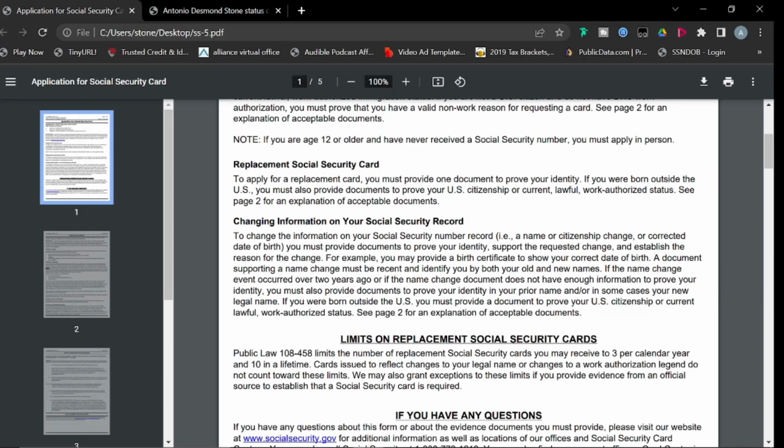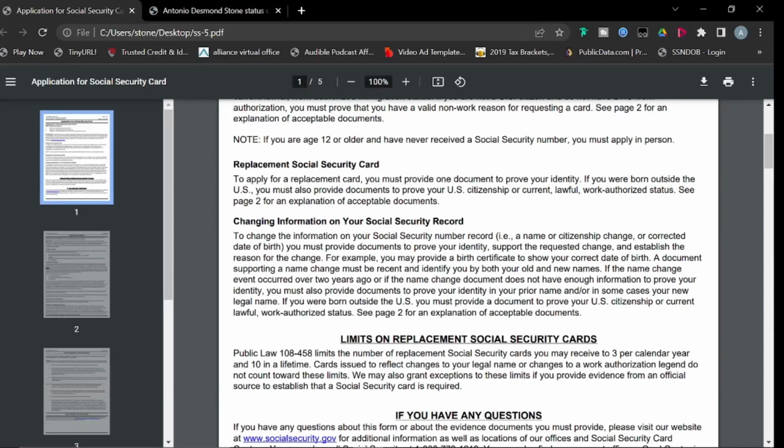What you do is you give them the information with your name on it that you have now. And then they know who you are by looking you up by your birth name. Okay, they already know that. So if the name change event occurred over 2 years ago, or if the name change document does not have enough information to prove your identity, you must also provide documents to prove your identity in your prior name. Okay, so that's okay to do that. That's why I'm trying to get y'all on. Just give them what you have.